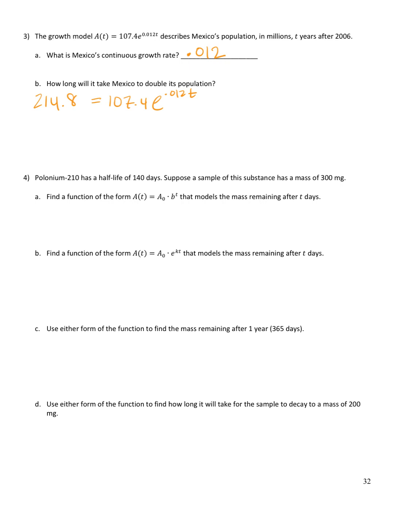I'm going to start by dividing both sides by 107.4. So I get 2 equals e to the 0.012t. Then I'm going to take the ln of both sides. So the ln of 2 equals 0.012t, because the ln of e to some stuff just gives you the stuff. Ln and the natural exponential function are inverses. And then just divide both sides by 0.012. So t is the ln of 2 divided by 0.012, and that comes out to approximately 57.8 years.